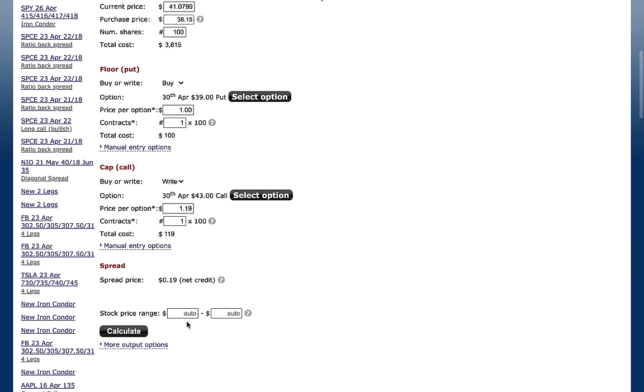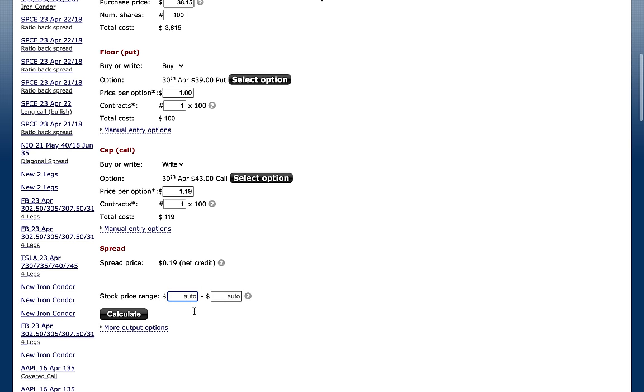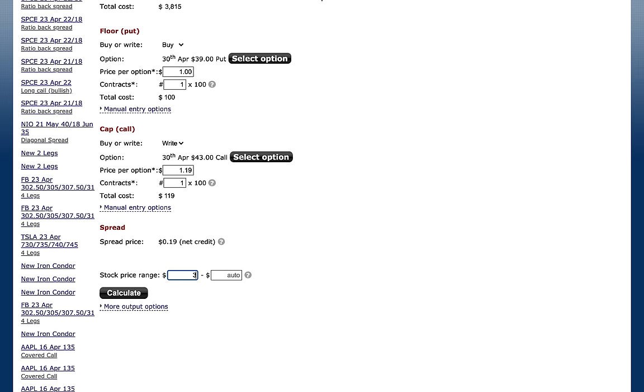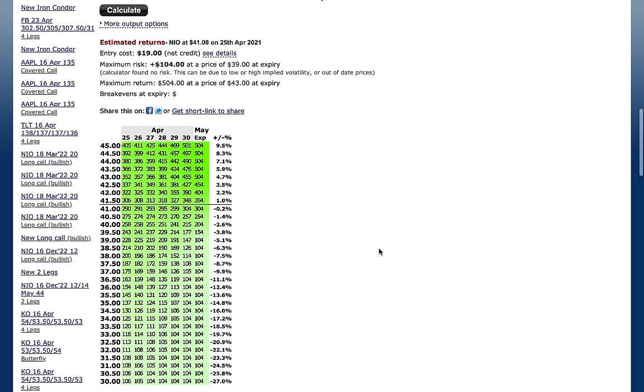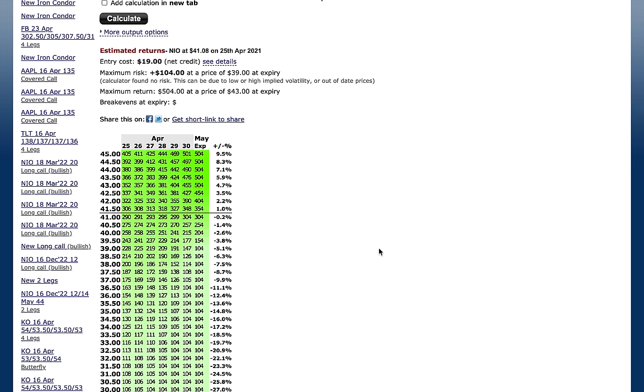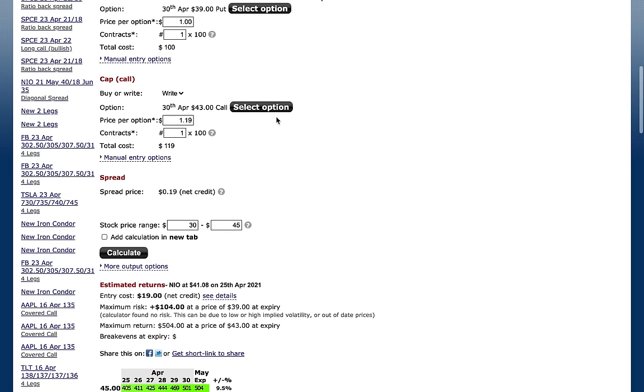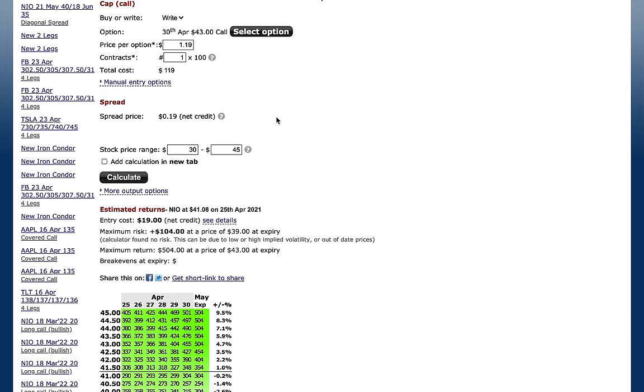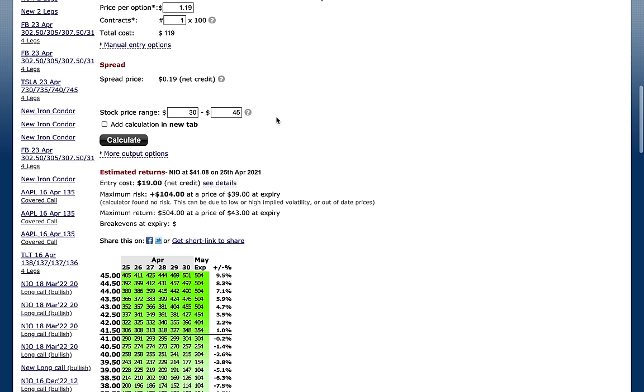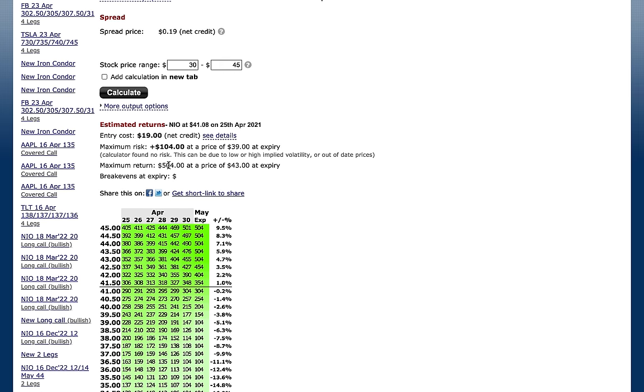Again, we're still receiving a credit here of $19, which is not as much as if we were to just sell the covered call. We'll compare it in a second, but let's take a look at how much this can save us when things go wrong. We'll go 30 to 45 for the stock price range. Let's calculate this. As you see here, according to this options profit calculator, there's actually no risk here. Our entry cost, we're going to receive $19. That's going to be a credit. Our maximum risk is $104 plus $104. So no matter what, if I were to enter this trade, I'm going to leave with a profit no matter what happens here. Our max return will be $504, if it reaches $43. So this is pretty cool, right?